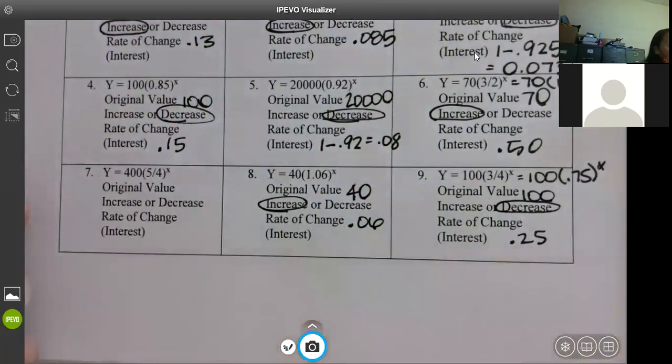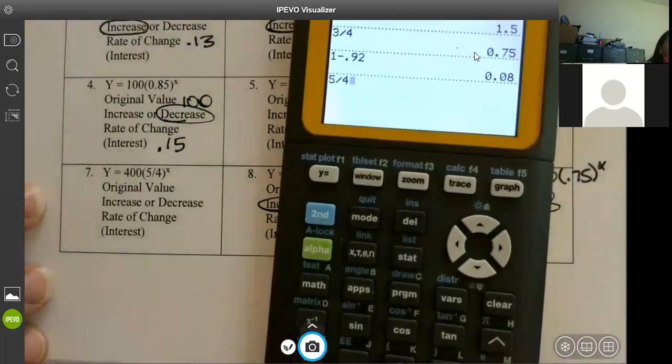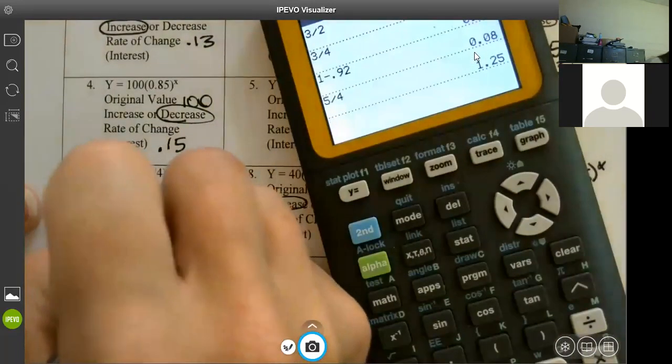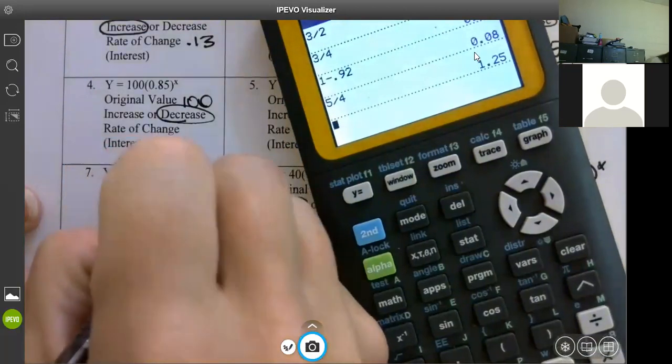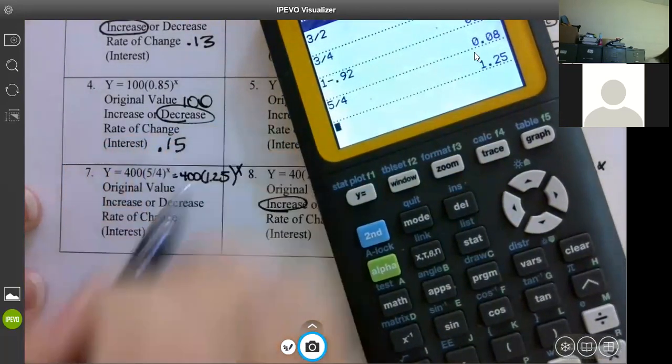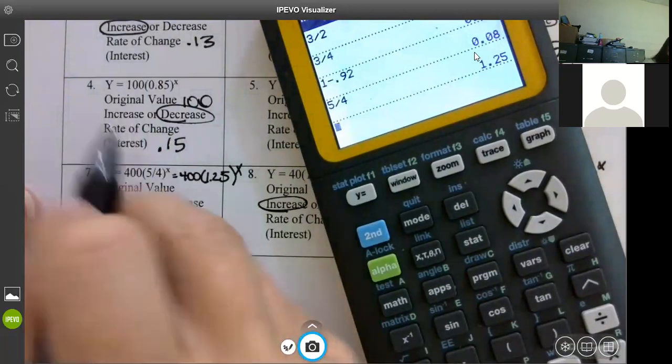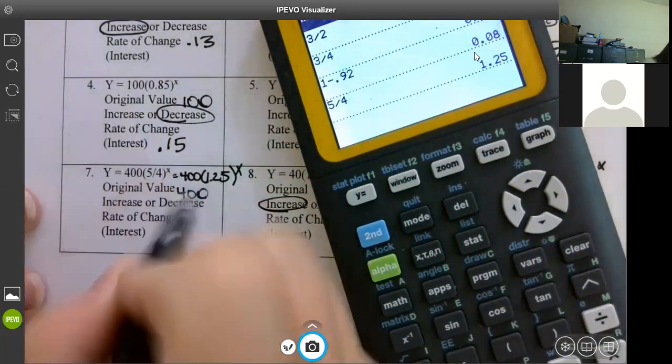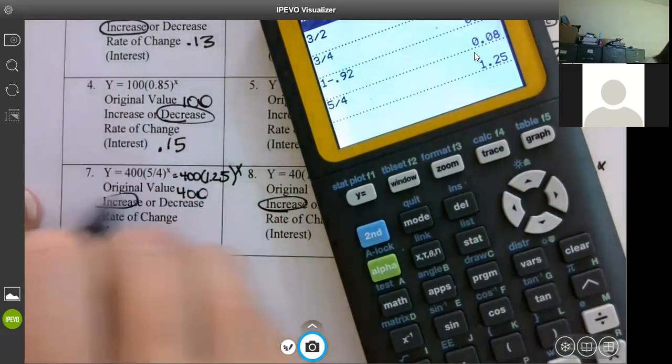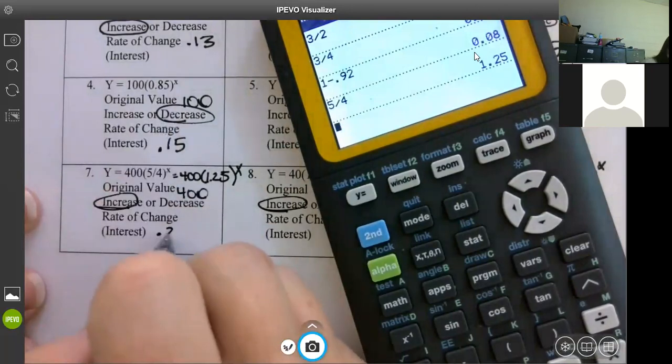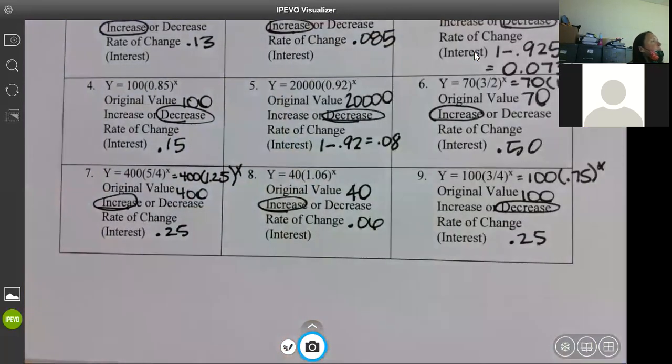And then the last one, just to let you know, 5 over 4 is 1.25. So what's our original value? Increase or decrease? How far over 1? That's it. One more page, guys. It's easy too.